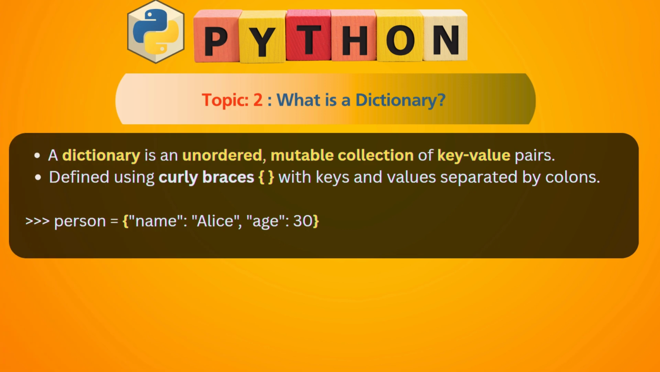What is a dictionary? A dictionary is an unordered, mutable collection of key value pairs defined using curly braces, with keys and values separated by colons. Person equal to name: alias, age: 30. These are the keys and values. Name and age are keys. Alias and 30 are values.